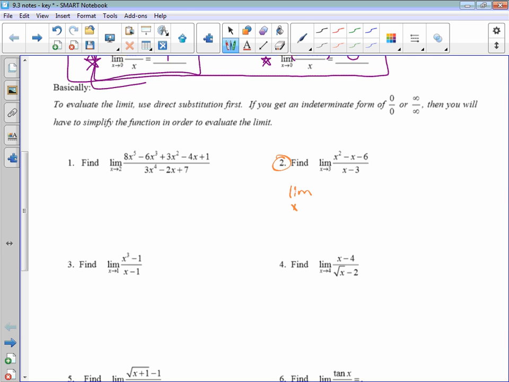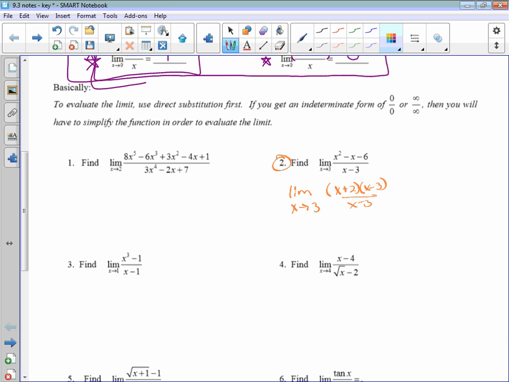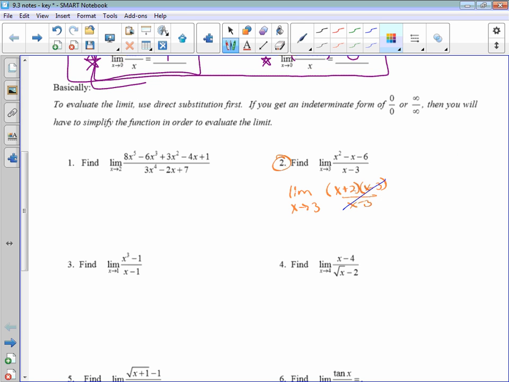So limit as x approaches 3. What does that numerator factor into? Okay. Over x minus 3. Okay, those go away, right? Gone. Now could you plug it in? And what do you get? And you're done with number 2. So that's not really that much harder, is it? Okay.